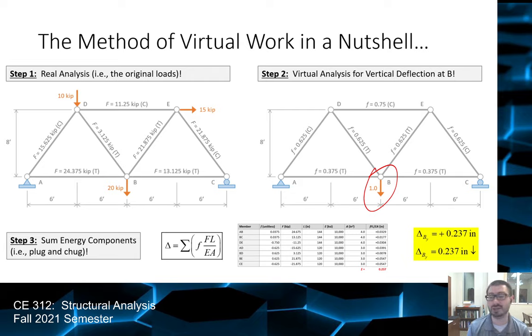If not, that just means you assumed the incorrect direction and it is in fact deflecting upwards. So we assume the correct direction and the sum ends up being about 0.237. So that means that delta BY is 0.237 inches downward. And that's it, that's the method. It's pretty straightforward. Now I want to explain why we did what we just did.